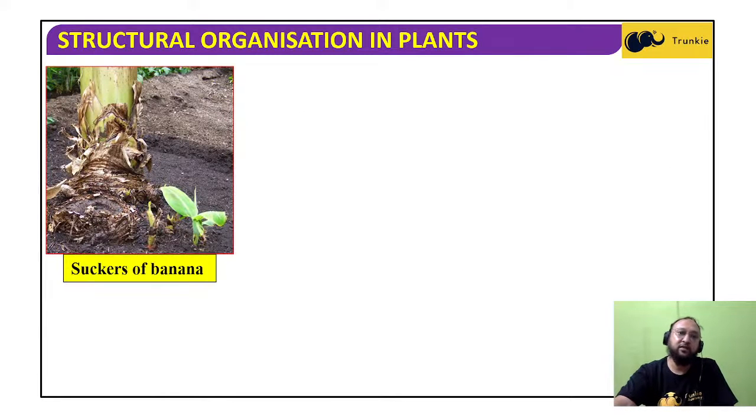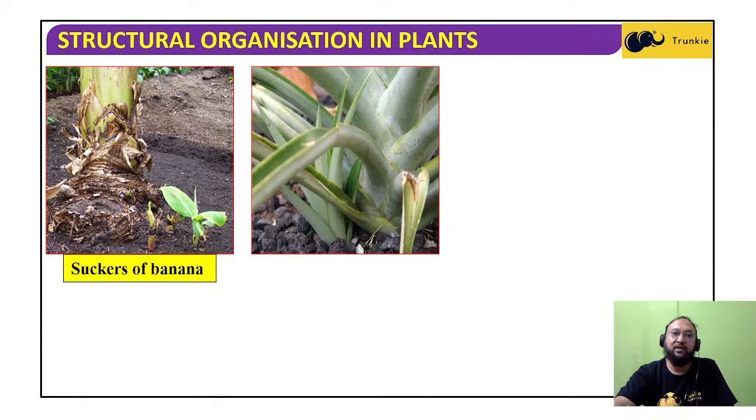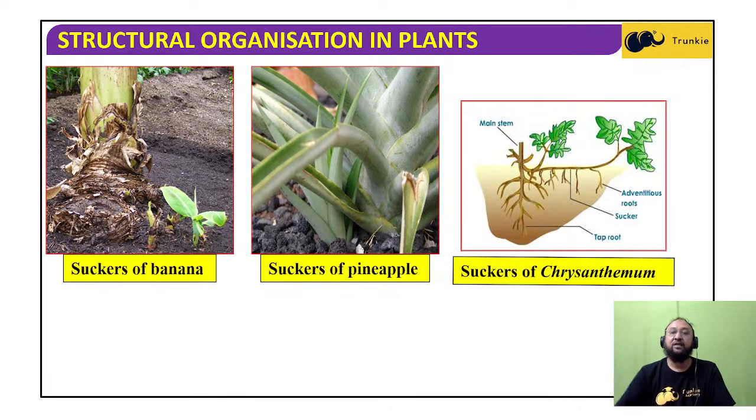Now here also, these are suckers of banana. You can see the suckers of pineapple. And you see now they are from the base of the stem. They are growing horizontally, and then they are going obliquely and come out of the soil, and then they grow into plants. So these are the modifications.